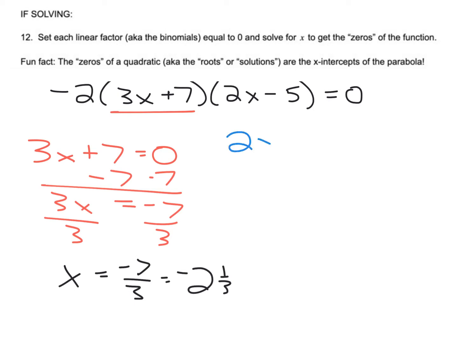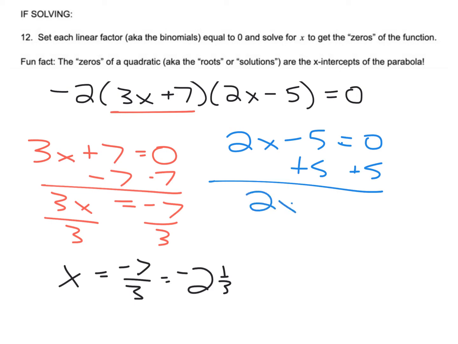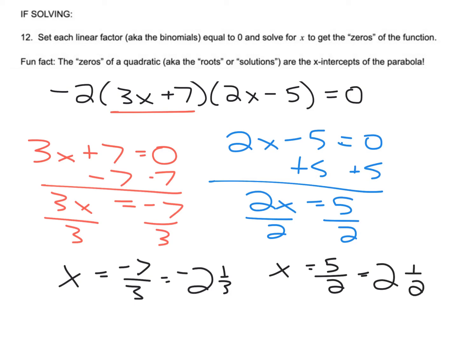And for 2x minus 5, maybe that's the thing that was equal to 0 that turned the whole thing to 0. Add 5, add 5. Divide both sides by 2. And x equals 5/2, also known as 2 1/2.